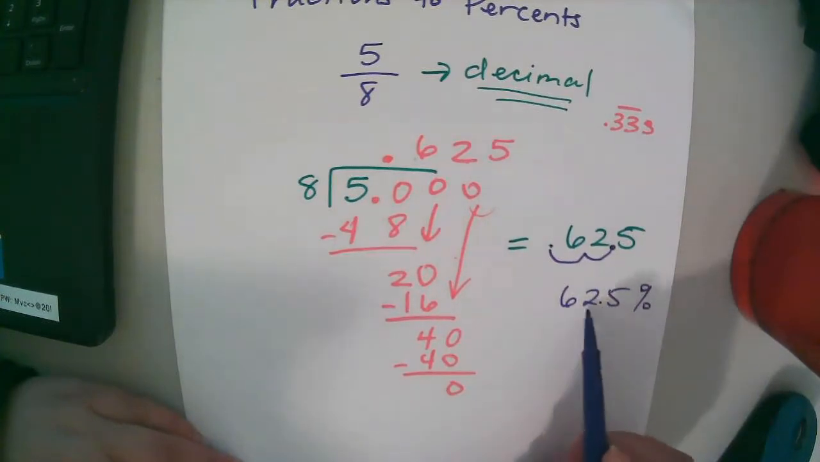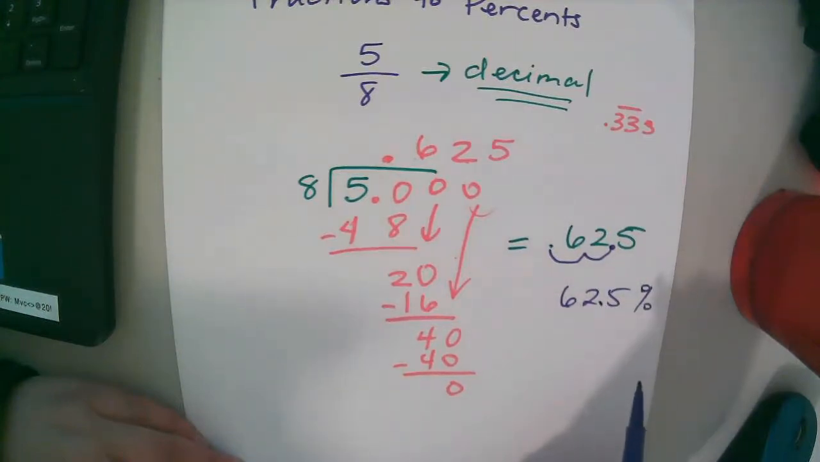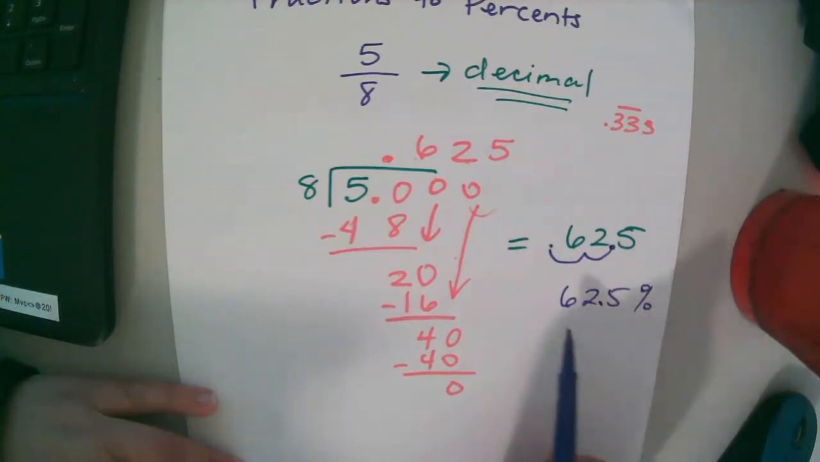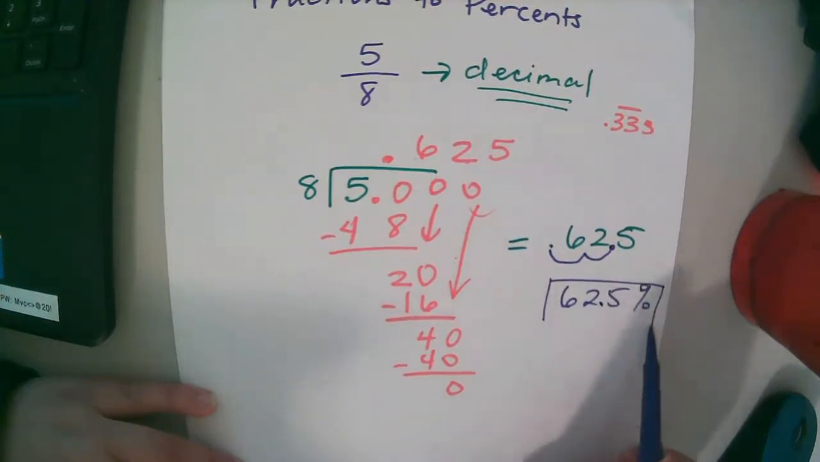Okay? 62.5%. And you might think, well, that's weird. There's still a decimal. You could still have decimals in percents, just like you can have fractions with percents. That's okay. So this is 62% plus a little bit more, plus a half. That's what that means. So it's 62.5%.